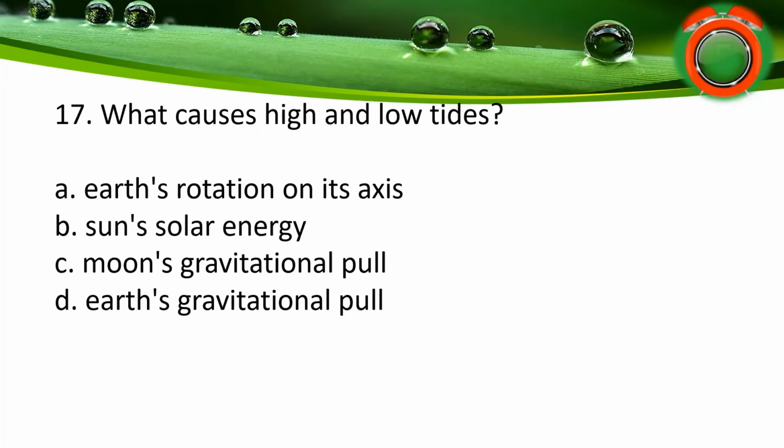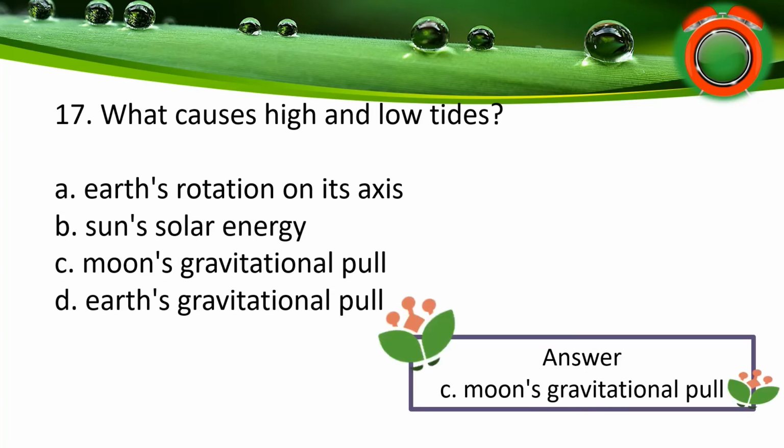Number 17 question. What causes high and low tides? A. Earth's rotation on its axis. B. Sun's solar energy. C. Moon's gravitational pull. D. Earth's gravitational pull. The correct answer is C.